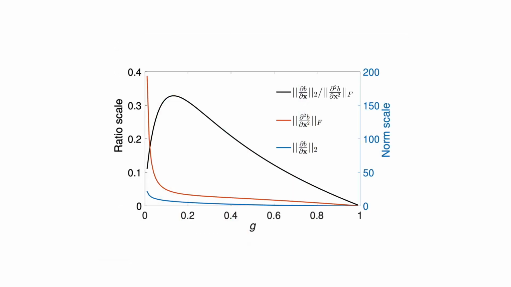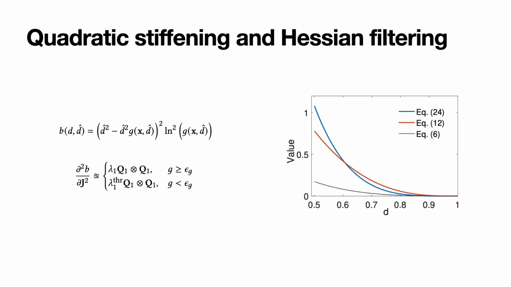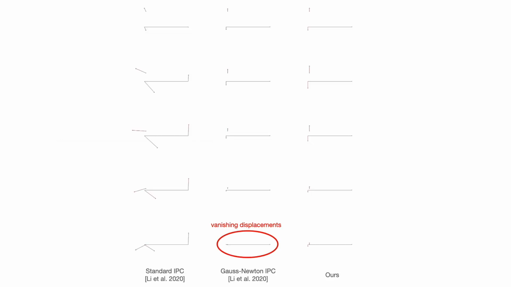Evaluating the original barrier function at extremely small distance scales also poses several numerical challenges for IPC solvers due to vanishing displacements, which we address by filtering eigenvalues prior to solving the linear system and elevating the barrier profile by steepening its gradient. Here we show another example comparing the solutions computed using standard IPC, the Gauss-Newton method of Lee 2020, and our formulation with filtering added.